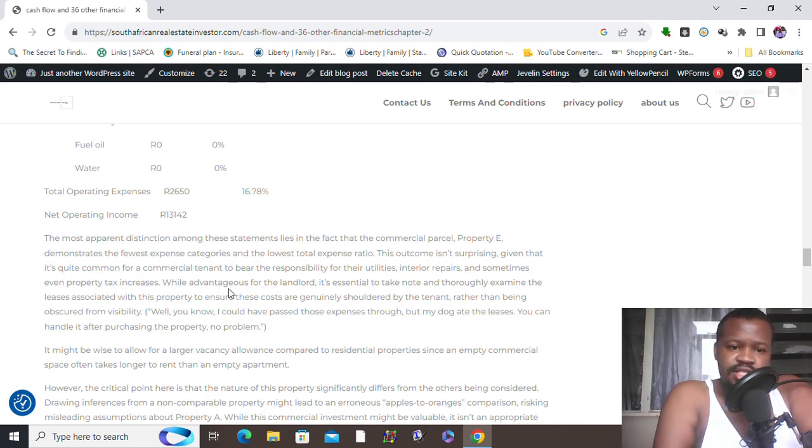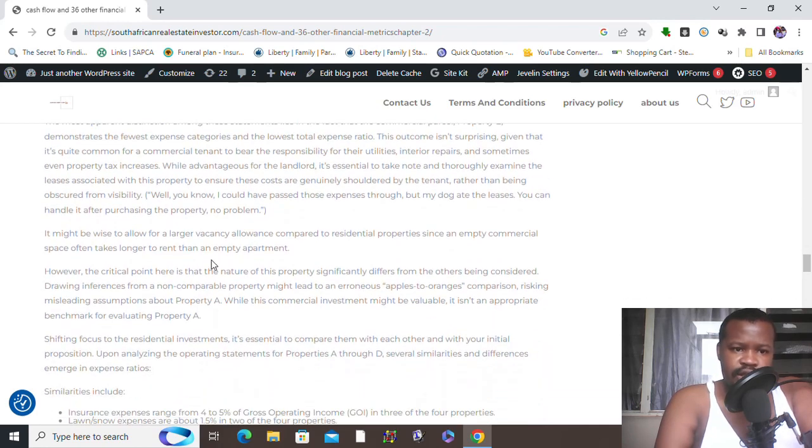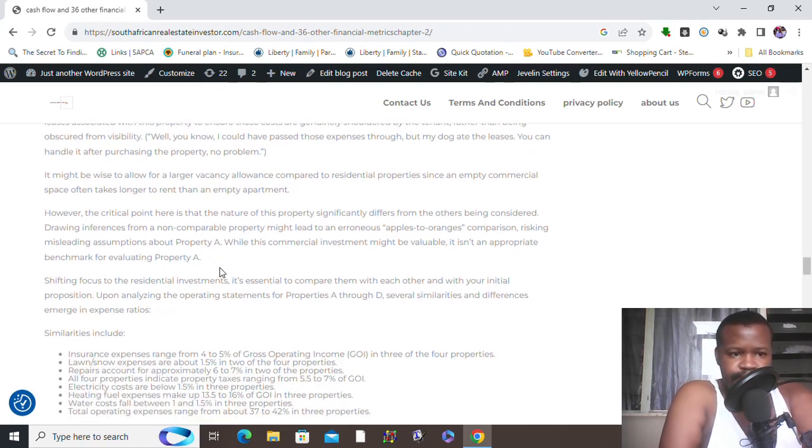While advantageous for the landlord, it's essential to take note and thoroughly examine the lease associated with this property to ensure these costs are genuinely shouldered by the tenant rather than being obscured from visibility. It might be wise to allow for a larger vacancy allowance compared to residential properties, since an empty commercial space often takes longer to rent than an empty apartment.